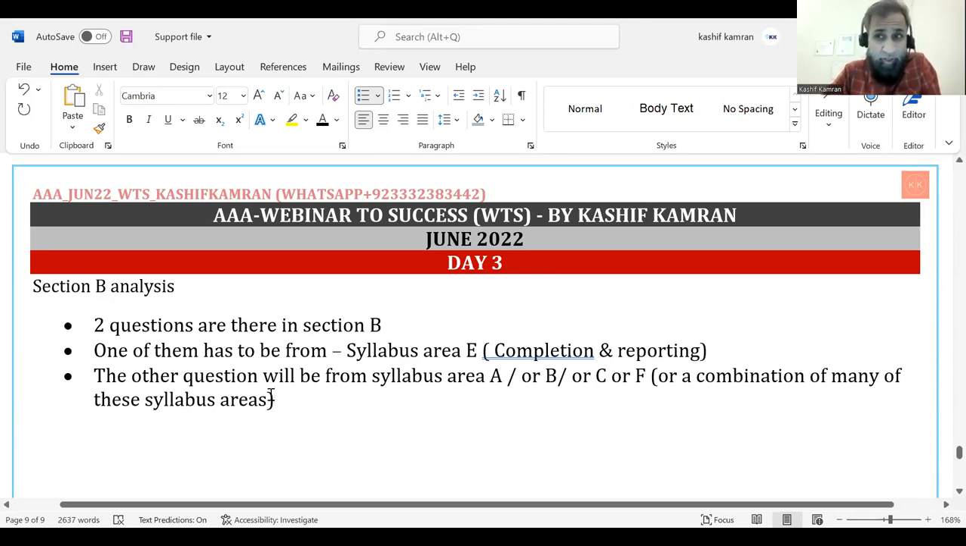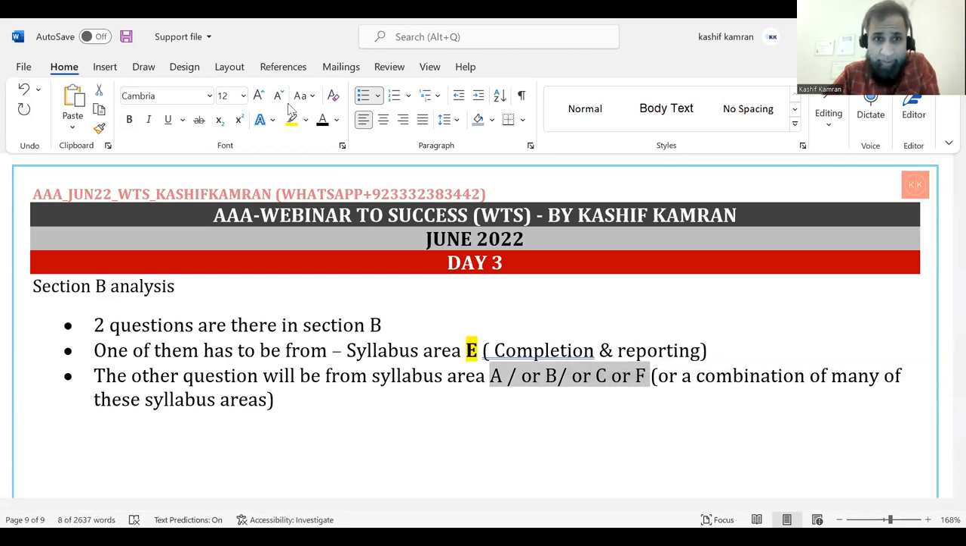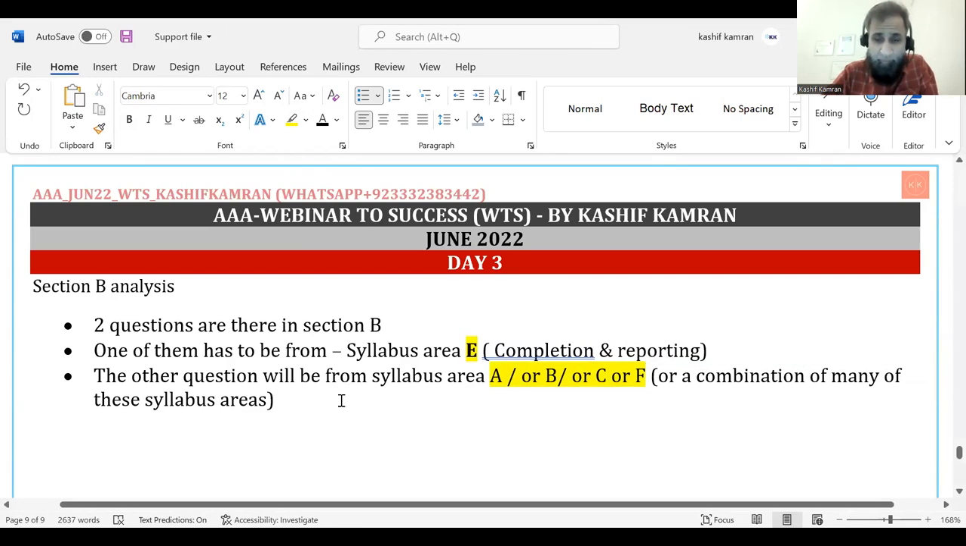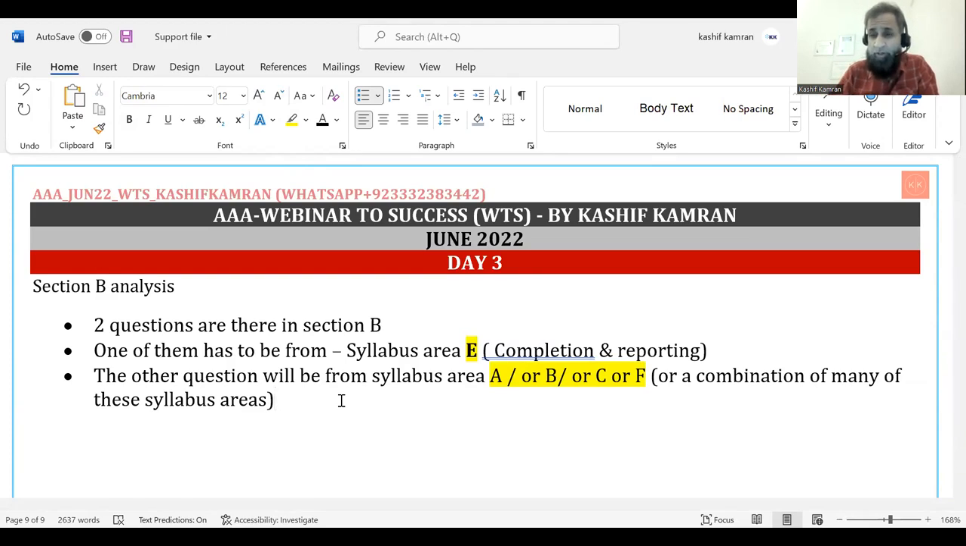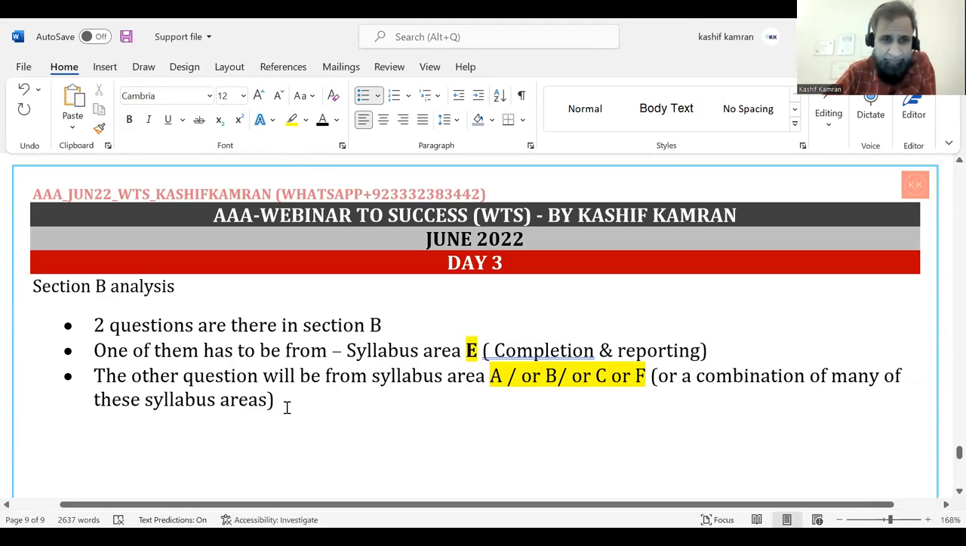So you need to be pretty sure that syllabus area D is missing. Syllabus area D is put in question number 1, and will not get repeated in section B. So you need to be very sure of E, and you need to be very sure of A, B, C, and F as an open-ended question coming in section B. Mostly F is very common, other assignments, and a question on quality control is very common. Professional issues, ethical issues, these are very common questions in section B. I hope you're clear on this, right, all of you? Is that clear? Section B analysis, so you know how to control it, right?